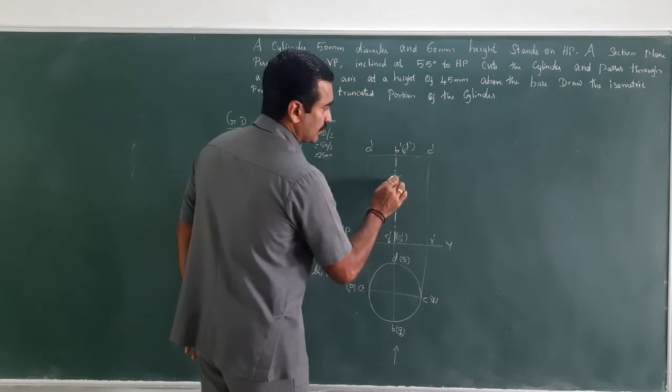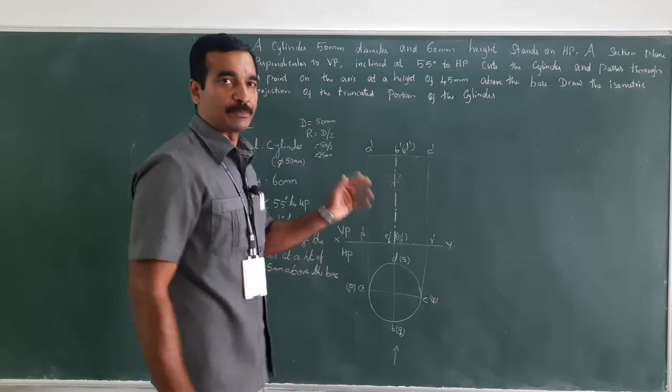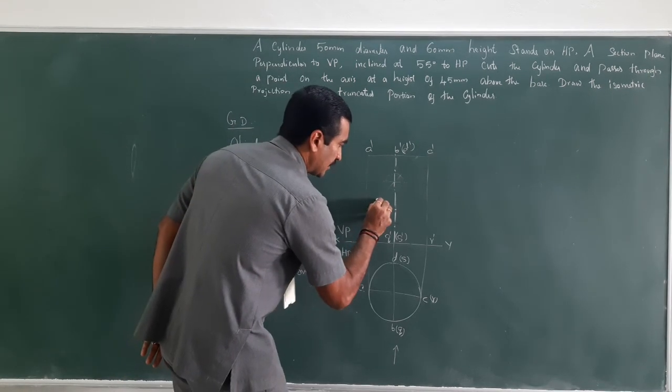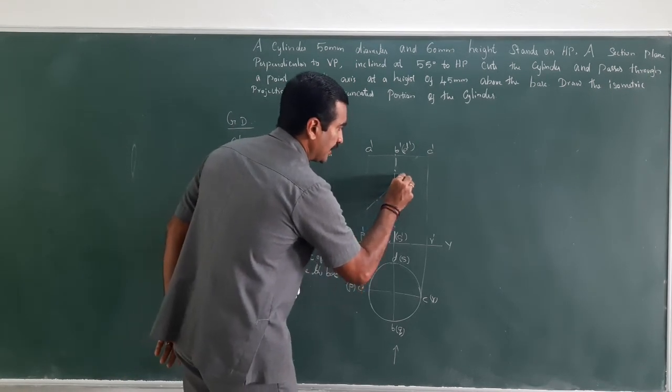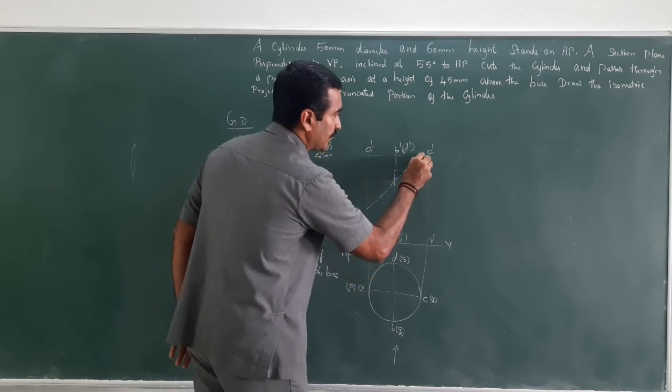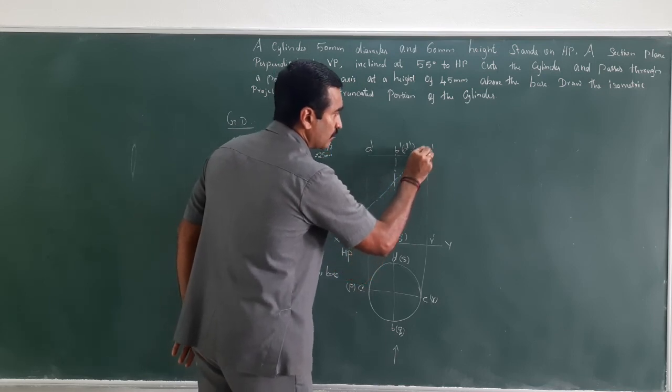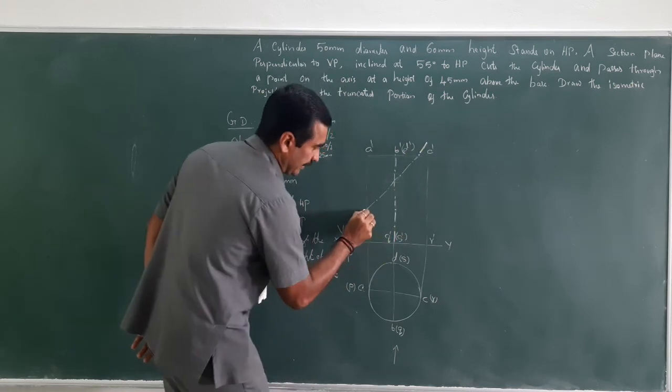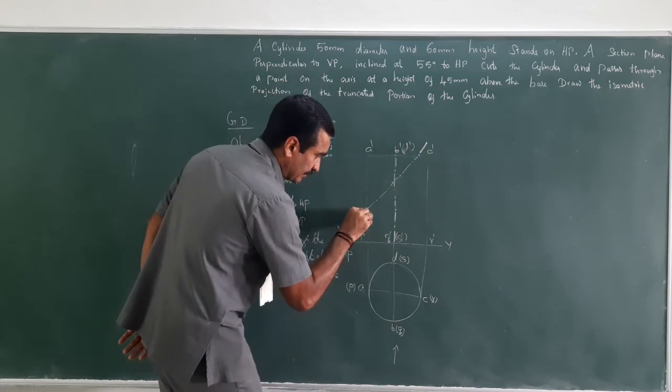So this cutting plane should be represented by long line, dot, long line, dot, long line, dot, long line, and at the end it should be widened.